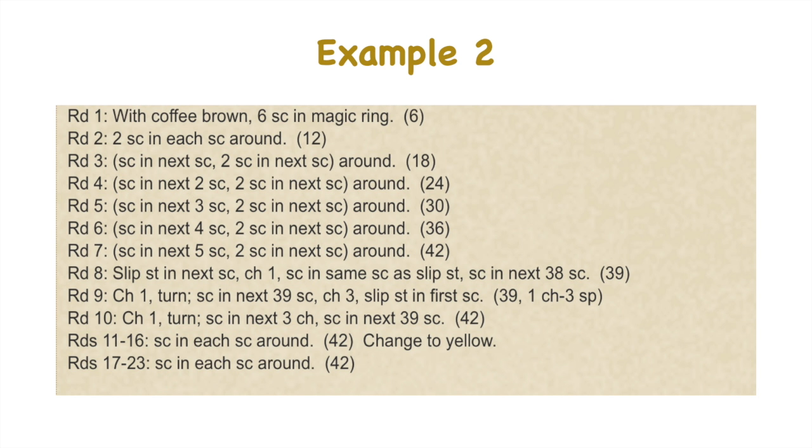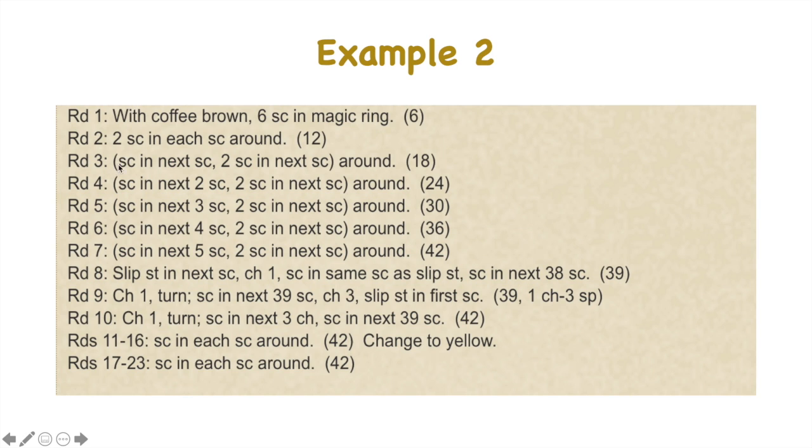Alright, so let's take a look at another example. The second example here is just a small portion of a pattern that is for free. I don't have the link or anything. I just took a small portion of the pattern so that you could see an example of what a different pattern writing style might look like. A couple key differences in this pattern is that instead of saying increase, it says 2 of the type of stitch in each stitch or in each single crochet. So that is just saying you're increasing around.